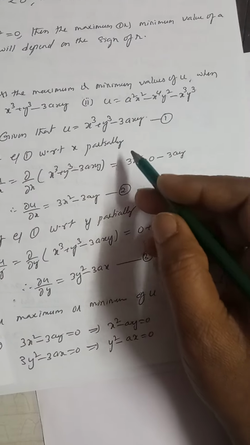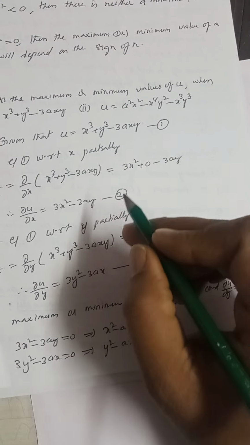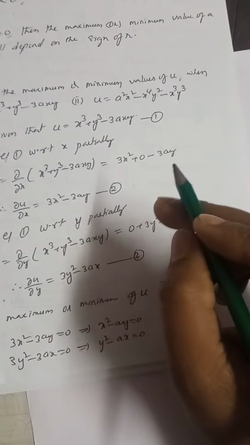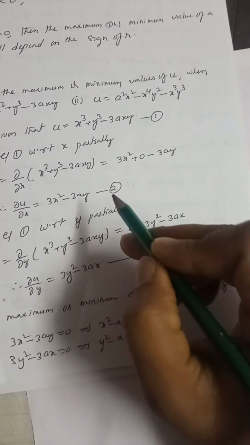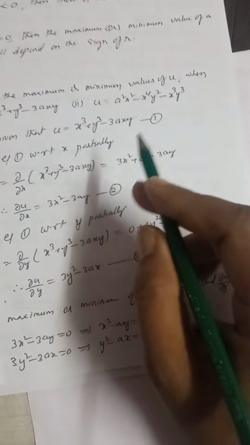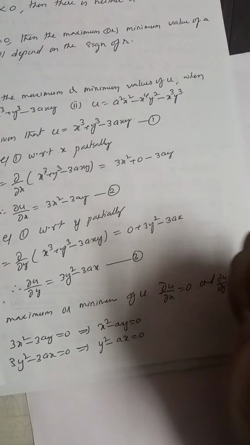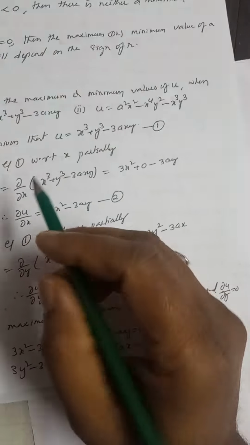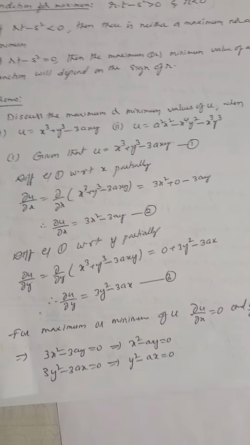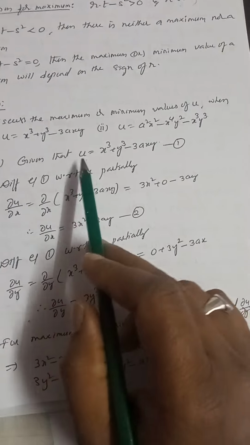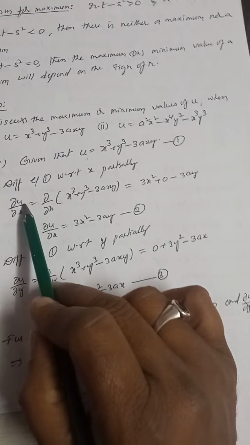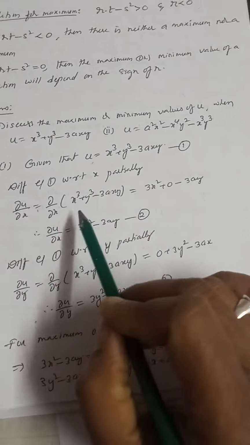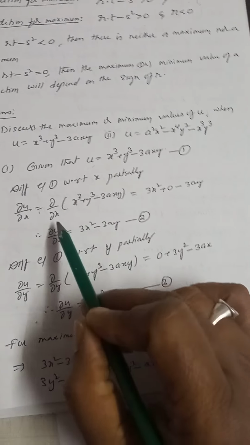Sir, why sir? To find the maxima and minima, we have to find r, t, s, no? That means ∂²f/∂x² we have to find out, ∂²f/∂y² also we have to find out, ∂²f/∂x∂y, right? Now for that, to find those values, first of all we need to find first order partial derivatives. Now ∂u, here the given function is u, that's why I'm writing u. If the given function is denoted by f, then I'll write f. ∂u/∂x is equal to the partial derivative with respect to x.